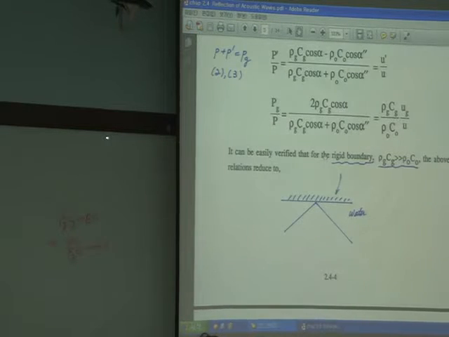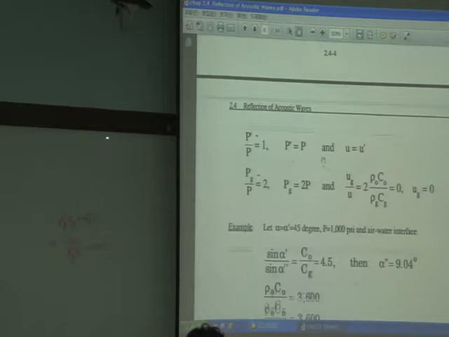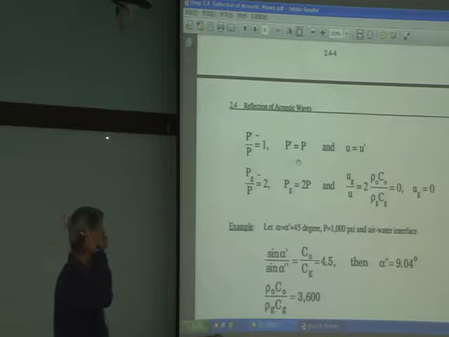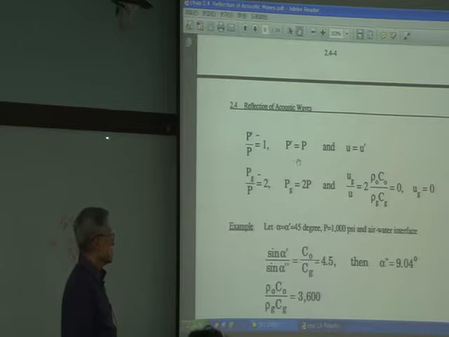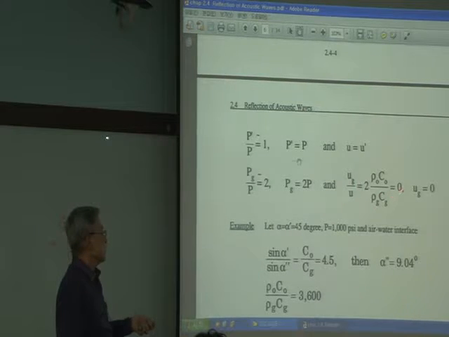I'll put this in the final exam. Make sure you understand. Okay, this is the result after I set rho naught C naught over rho g Cg equal to 0.